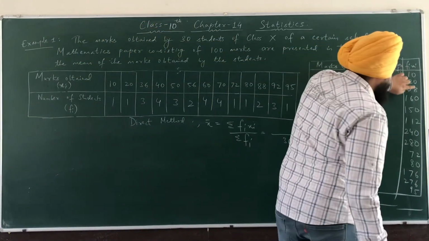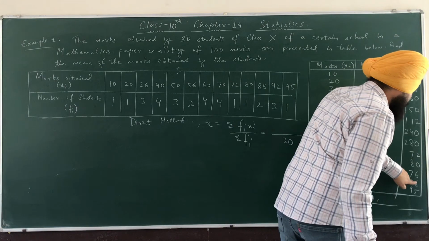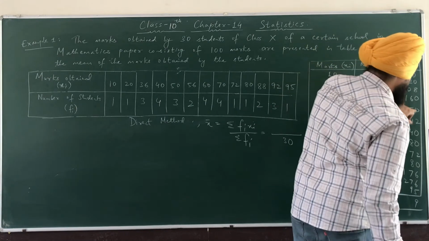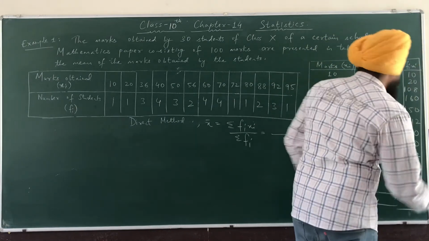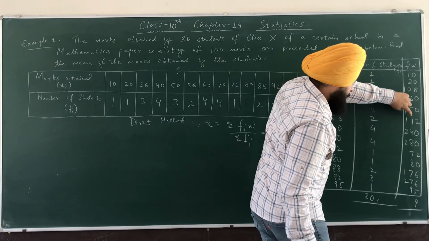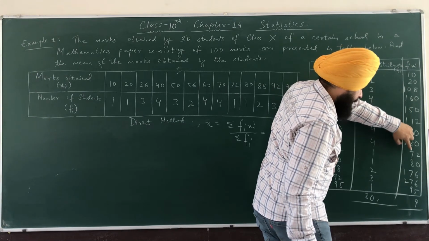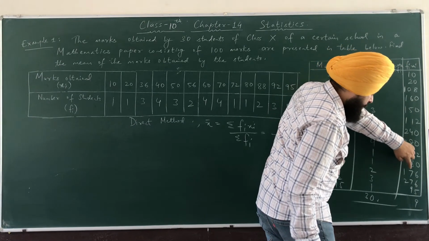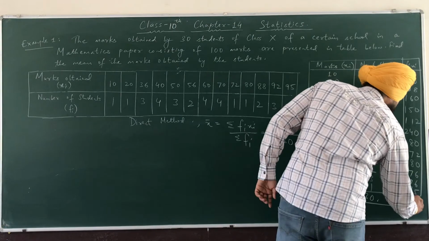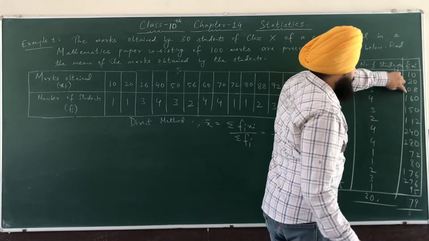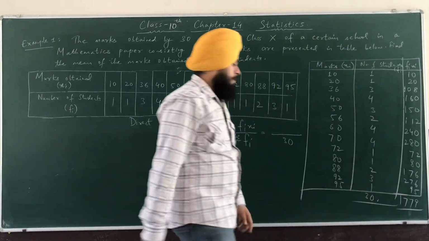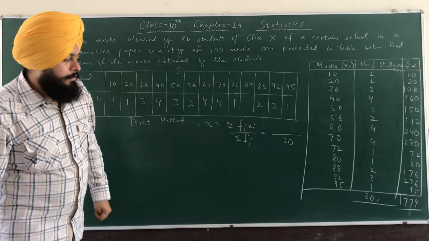Now you can add these: 8 plus 2 is 10, plus 2 is 12, plus 6 is 18, 24, 29. Carry 2, plus 1 is 3, plus 2 is 5, plus 6 is 11, 16, 17, 21, 29, 36, 44, 51, 58, 58 plus 9 is 67, carry 6, 7, 8, 9, 10, 11, 12, 13, 14, 15, 16, 17. So the total summation of fi xi is 1779.